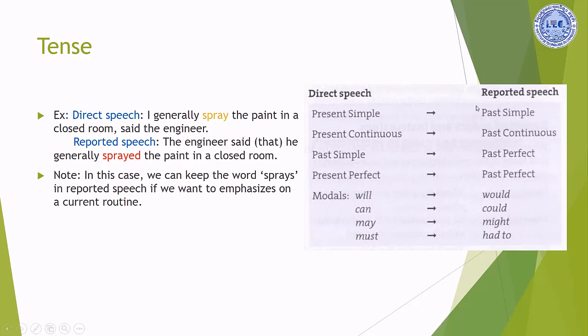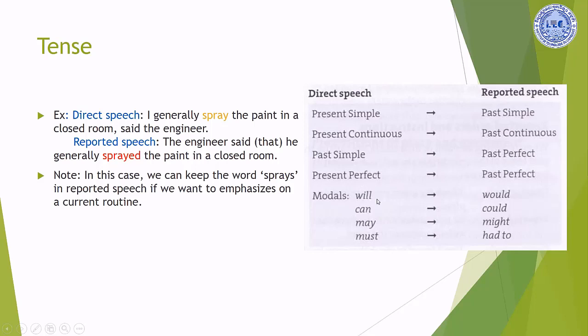So here is the rule, and what you have to notice is past simple and present perfect. When you change them, both should become past perfect, because that is the rule. So two direct speech tenses here can be converted to the same reported speech tense here, past perfect.